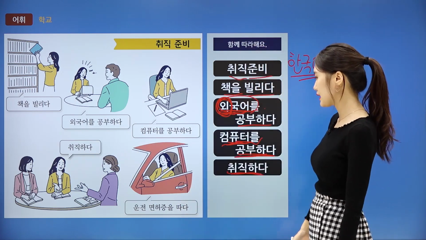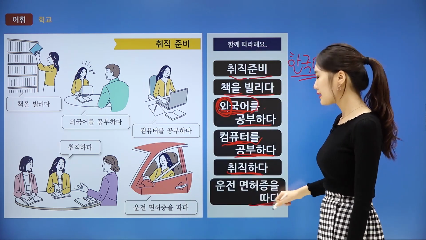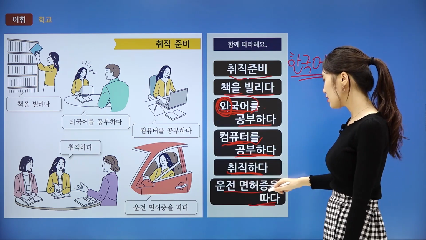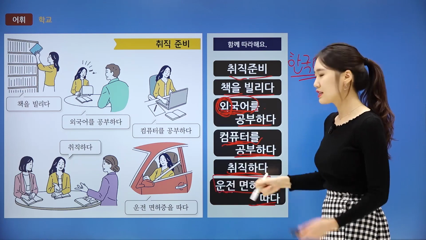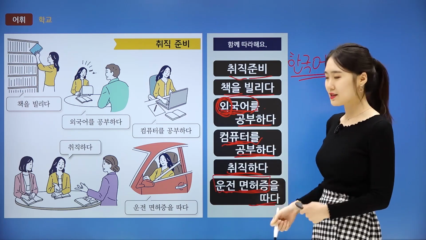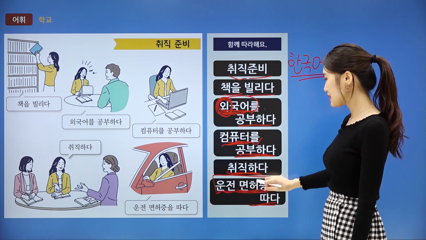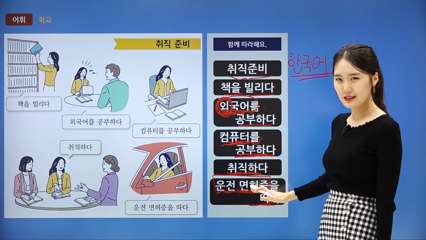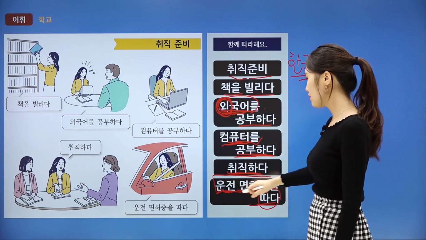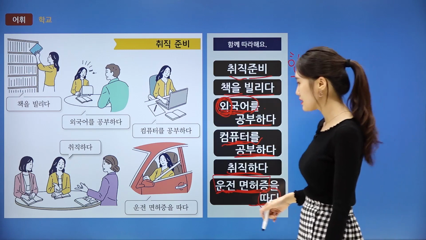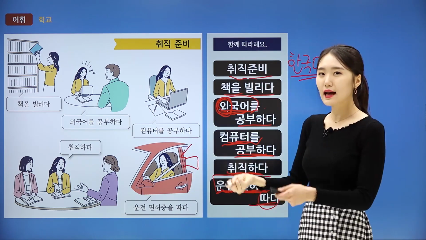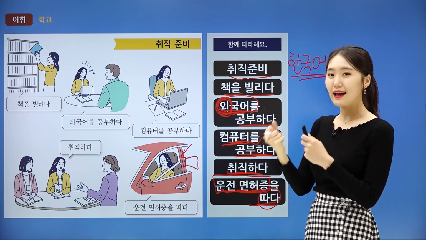Then last one, she 따다. 따다 is to get. Get or earn. 운전면허증을. 운전 is drive, and 면허증 is license. So, driver's license is 운전면허증. So, 따다, she has earned her 운전면허증, driver's license. So she has the car now. 운전면허증을 따다, earned, 따다.